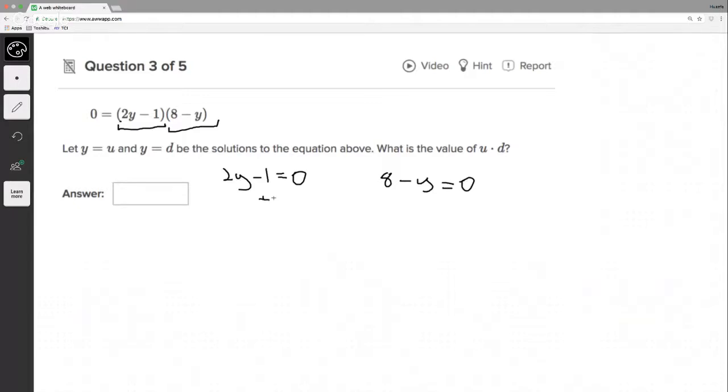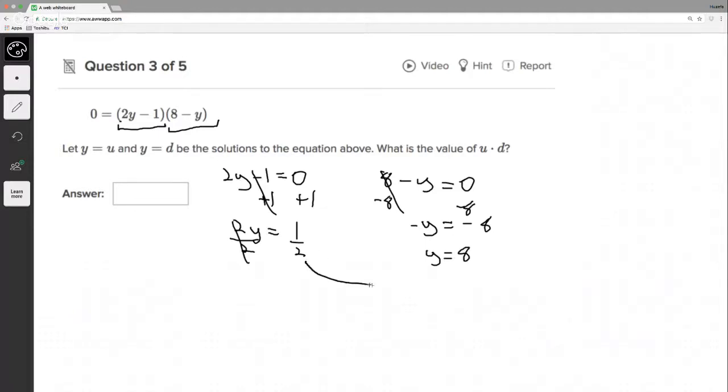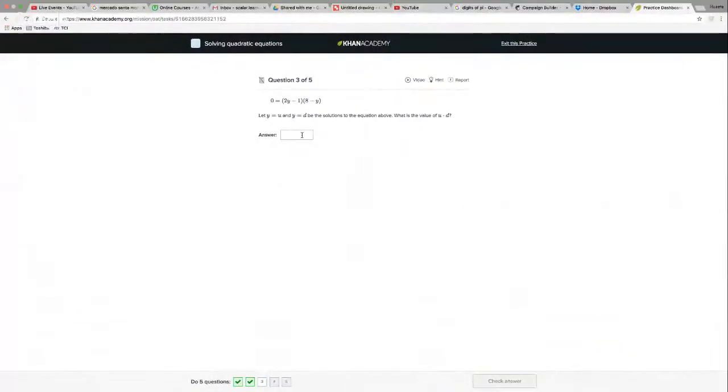Let's add 1 to both sides. We get 2y equals 1, divide by 2, and y equals 1/2. Let's take this one and subtract 8 from both sides. We get negative y equals negative 8. Multiply both sides by negative 1, and we get y equals 8. So 1/2 and 8, and now they just want us to multiply these. What's 1/2 times 8? It's just going to be 4. Right, 1/2 of 8 is 4. So let's go ahead and make sure that it's absolutely right. And we are good. All right, 2 more.